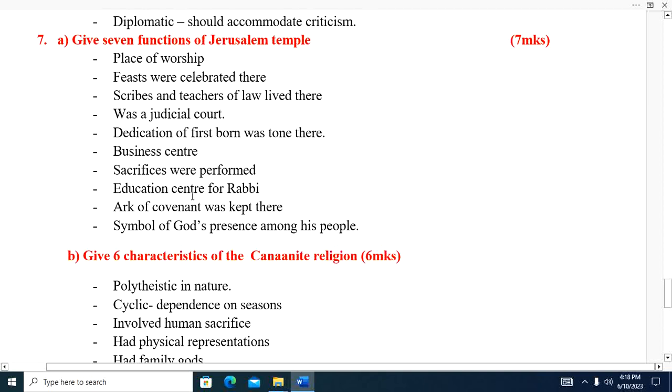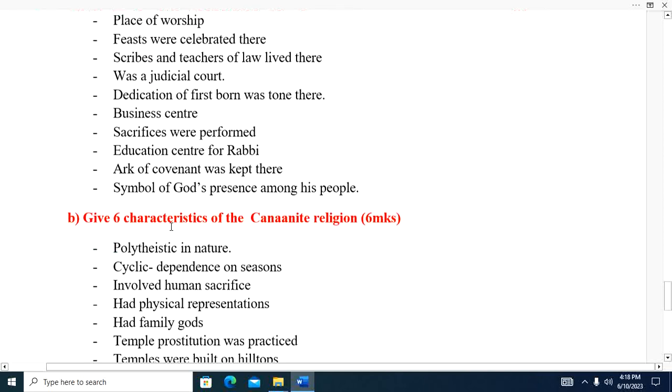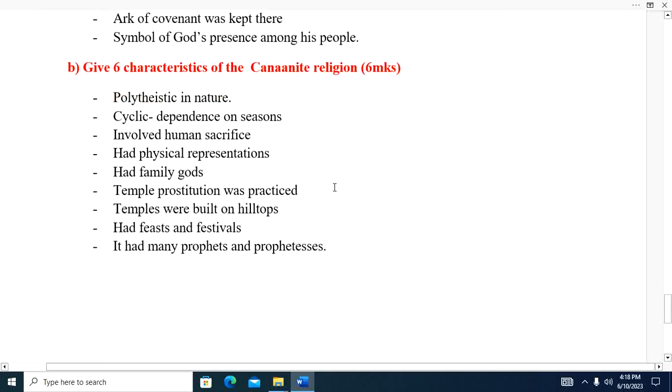It was an education center for rabbis. The ark of the covenant was kept there. Then the last one, it was a symbol of God's presence among his people.